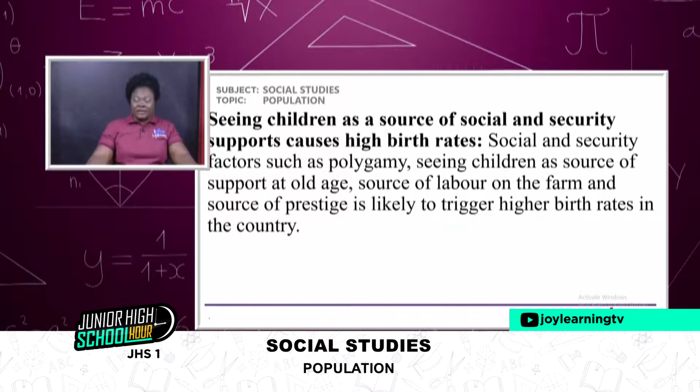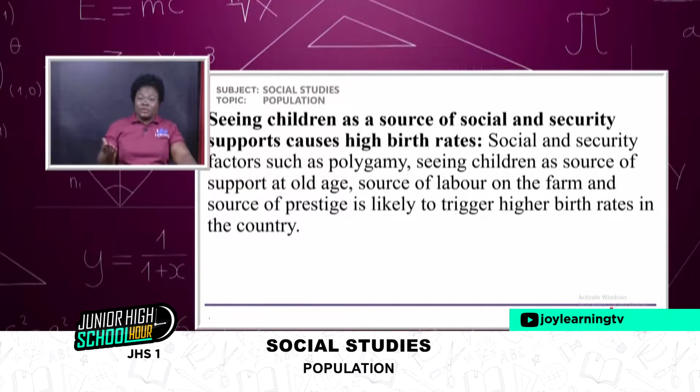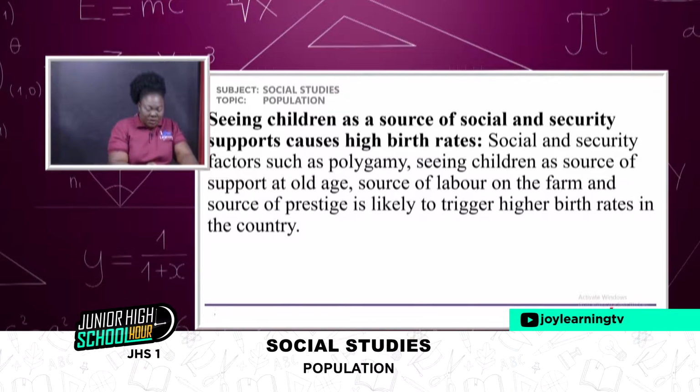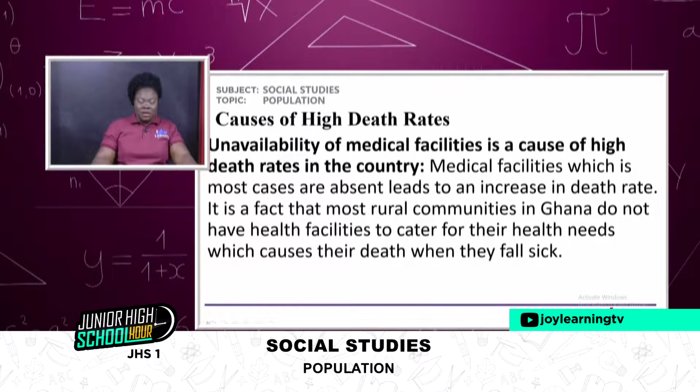Seeing children as a source of social and security support causes high birth rates too. Social and security factors such as polygamy, seeing children as a source of support in old age, a source of labor on the farm, and a source of prestige are likely to trigger higher birth rates in the country. When people think they have to give birth so that their children will be used as labor, that's what increases high birth rates.